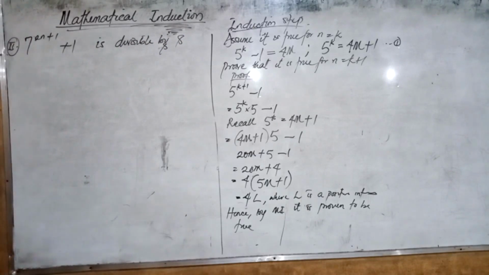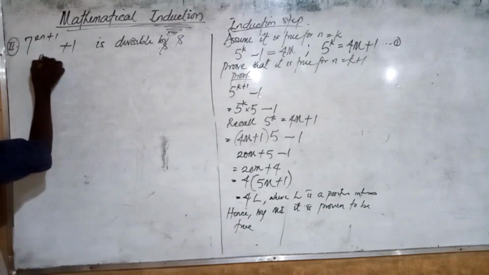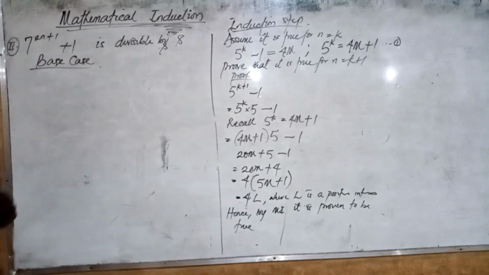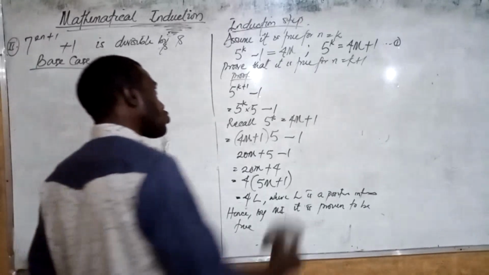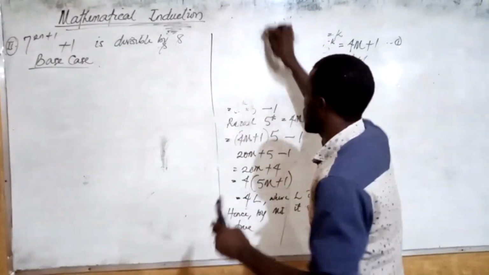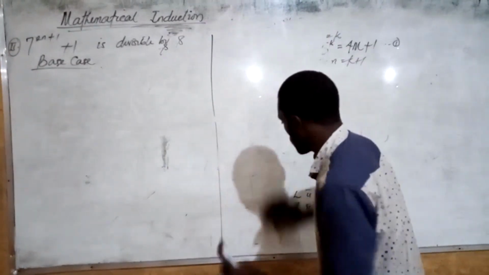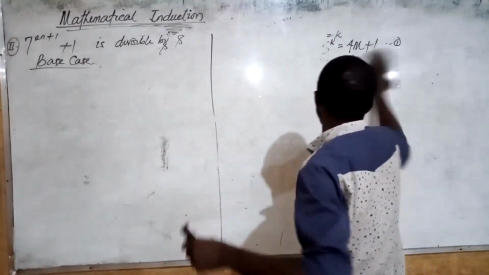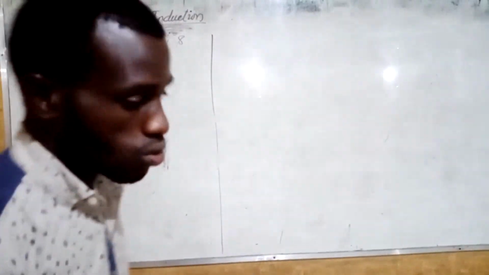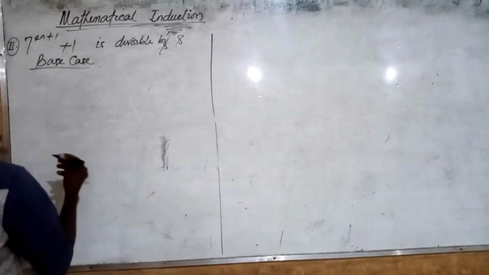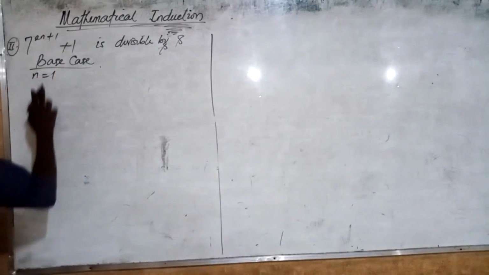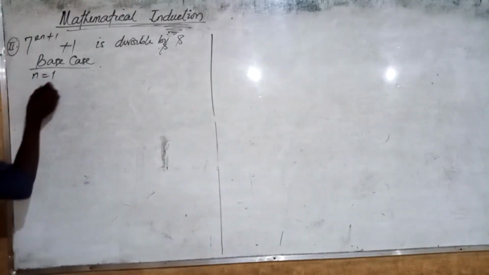Now, how do we prove this? We start from the base case as well. The base case is necessary because if the statement is not true for the base case, then you have no further proving to do. But if it's true for the base case, then we can go further to proving it. So how do we do the base case? We always start with 1.